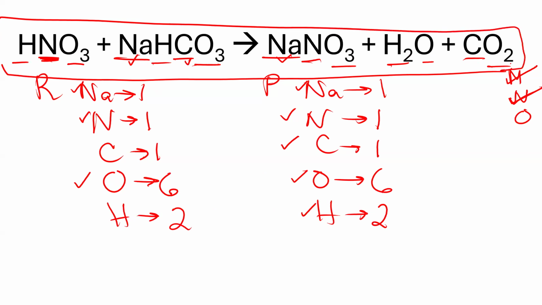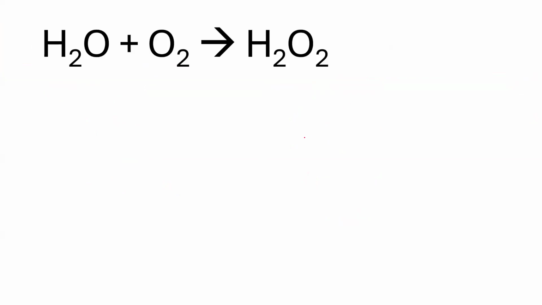But never assume that a chemical equation is balanced. You really have to check the elements one by one so that you'll be sure that the chemical equation is balanced. All right? So I hope that's clear. Let's proceed to our next question.